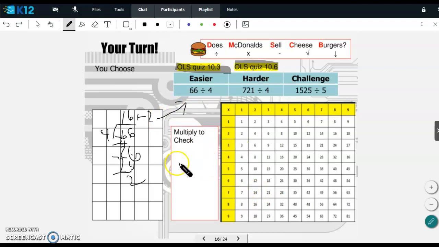If you chose to do the harder one, let's see if I can fit it on here. Little teeny tiny. No, I can't write small. We'll try. 4 goes into 7. 1 time. 6. 1. Bring down the 2. 4 goes into 12 3 times. 12. 0. Bring down that 1. 4 goes into 1 0 times. Remember, we have to put that 0. And we have a remainder of 1. Okay, so don't forget that 0.